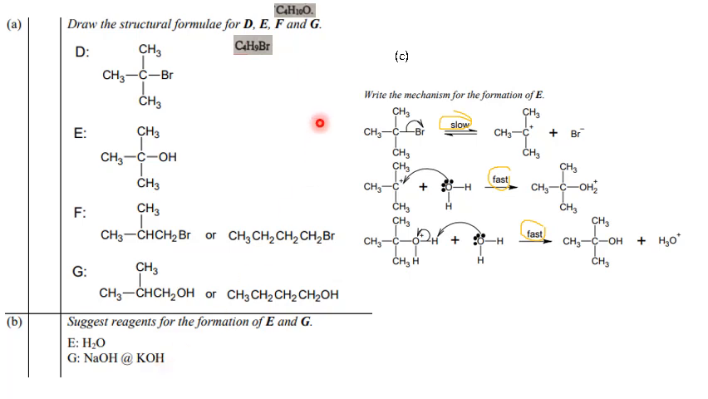Okay, next, C. Write the mechanism for the formation of E. E is from a tertiary haloalkane, so it will undergo SN1, unimolecular nucleophilic substitution. I encourage you all to write the name for step 1 and step 2. For here, step 1 is formation of carbocation, and please state the class of carbocation, tertiary carbocation. This is the rate determining step, a slow step, with a reversible arrow. The tertiary carbocation is formed due to the heterolytic cleavage of the C-Br bond.